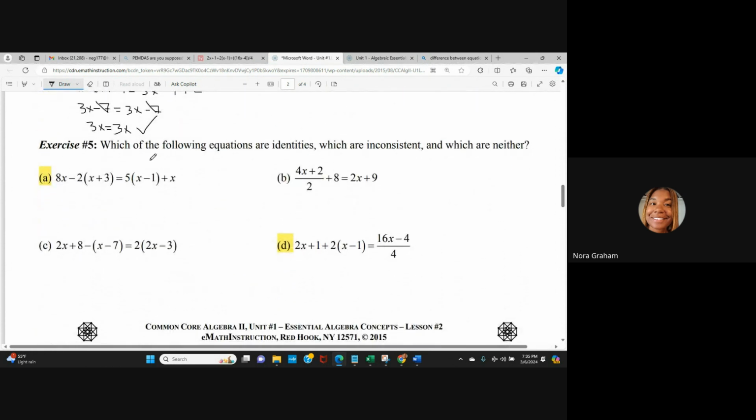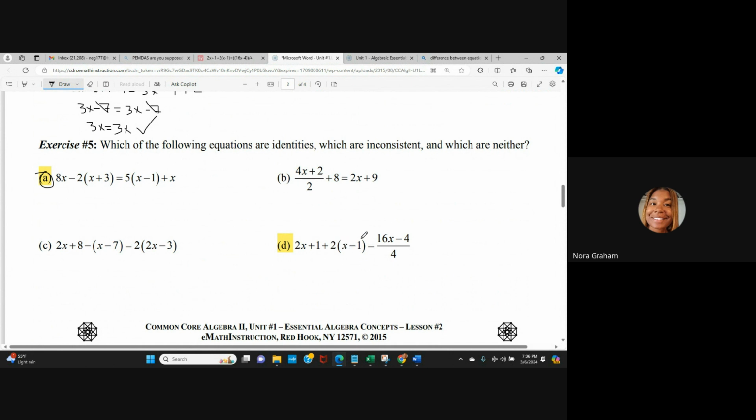For exercise 5, which of the following equations are identities, which are inconsistent, and which are neither? I think this one's a little bit easier for you guys, so I'll save that one for you to do. I'll leave something in the comments if you do not get it, because I don't want this video to be too long. So let's do a harder one. Let's go ahead and tackle D, because this one looks like more of a rational function. All right, so let's start solving this one.